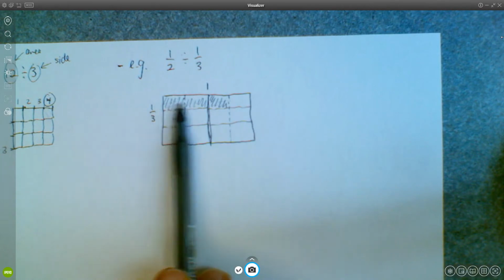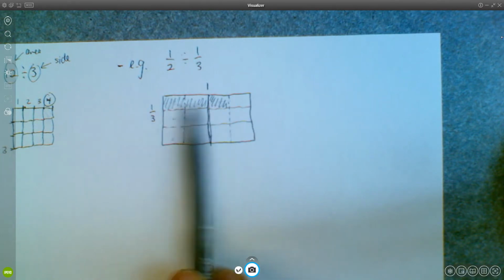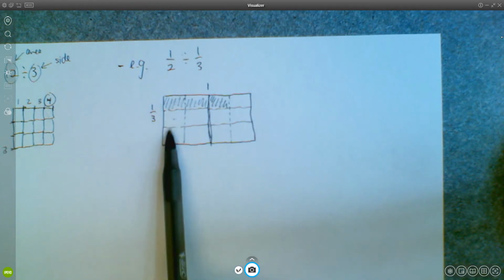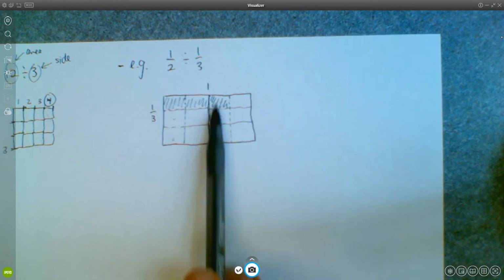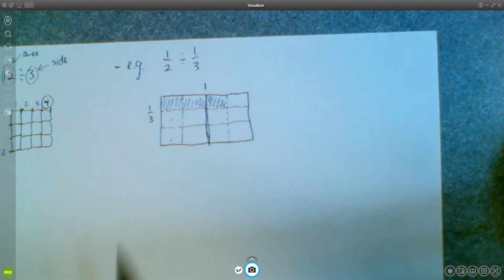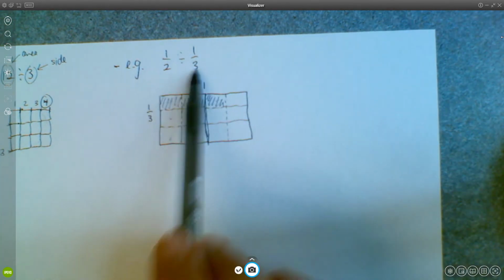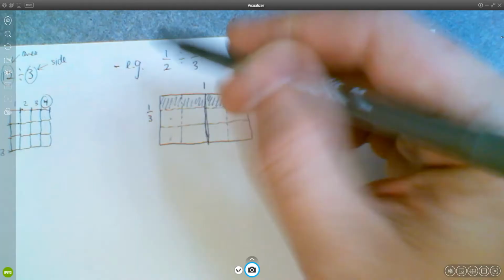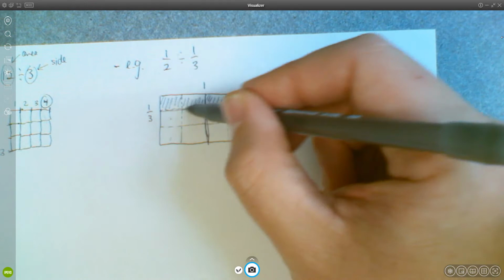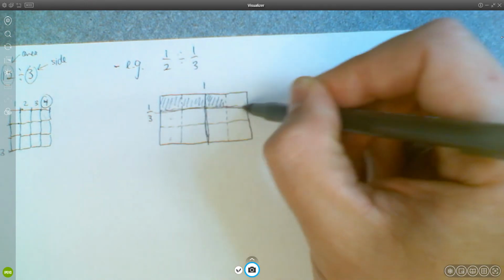So if you rearrange these 3 boxes that I've shaded in, you could rearrange them so that they fill up this first half, and then you can see that, oh yes, I filled in half of 1 unit, right? It's just that we've arranged the boxes differently because you're dividing by 1/3, and so you're not allowed to shade any boxes below this line, right? You're not allowed to shade in any boxes below this line.